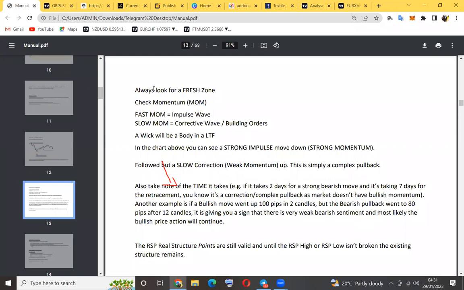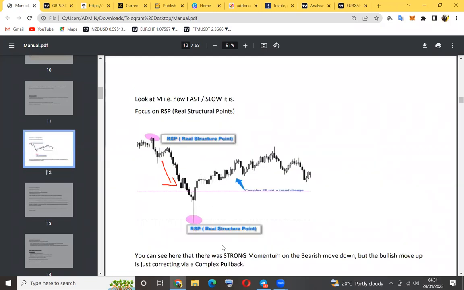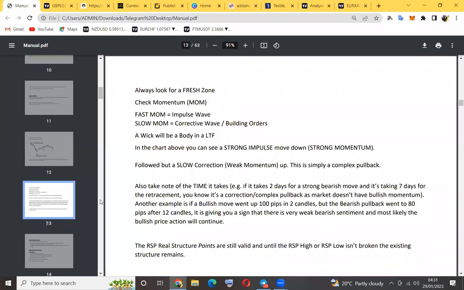This is simply a complex pullback. If you look at it, the momentum to the upside is very slow and very complex. So this is a complex pullback, and there was a strong impulsive movement in the direction of the trend. If you look at that again, also take note of the time it takes. Once you want to know whether this is a pullback or not, you take note of the time that particular movement took. You get it?